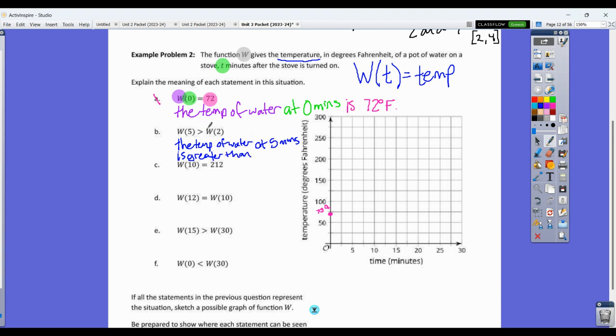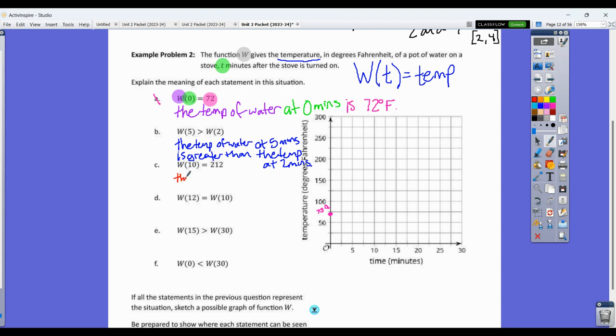And then we repeat that. W means the temp of the water at 2 minutes. So that's what we're given there. So we know that we have a greater than there. Now there's a lot of things we could do with that. We're going to come back to this one when we're graphing, so I'm not going to graph that one quite yet. The next one we have W of 10 is equal to 212.